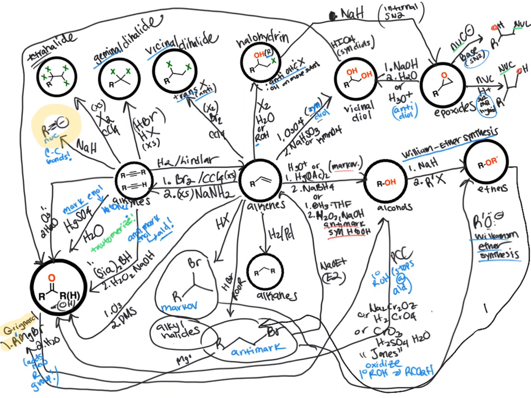So excess HX will get us to the components of the ether. So the RX, I'll just even write that here, goes to RX plus R prime X. So you get the two alkyl halides. Another thing to point out is that this is a master map, if you will, to help you with retrosynthetic planning for the most part.